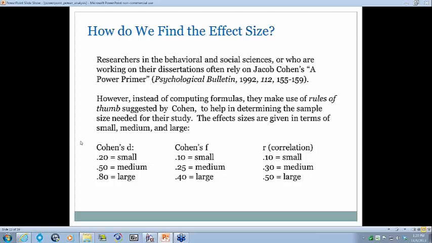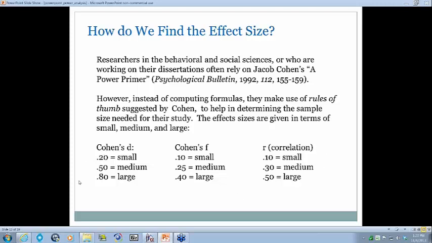So if they're using, say, a mean difference for a t-test, they will say a small effect is 0.2, medium effect is 0.5, large effect is 0.8. ANOVAs, they just kind of halve these, as you see: 0.10 for small, 0.25 medium, 0.4 for large. And for correlations, a small effect is a correlation of plus or minus 0.1. Medium would be plus or minus 0.3. And a large, very strong correlation would be plus or minus 0.5 or greater.